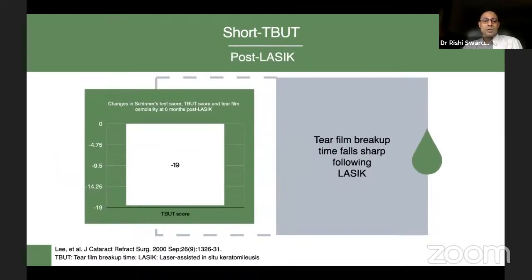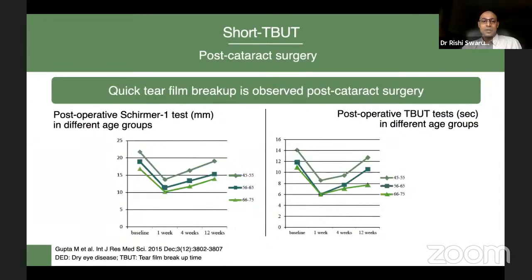So this is just to show that the tear film does go down significantly after LASIK, and the good news is that it does recover. Schirmer's also gets affected, and this is a study which showed that at 1 week there was a drop in different age groups, and you can see the drop is more in the older age groups. But the good news is by 3 months, most of these do come back to baseline.